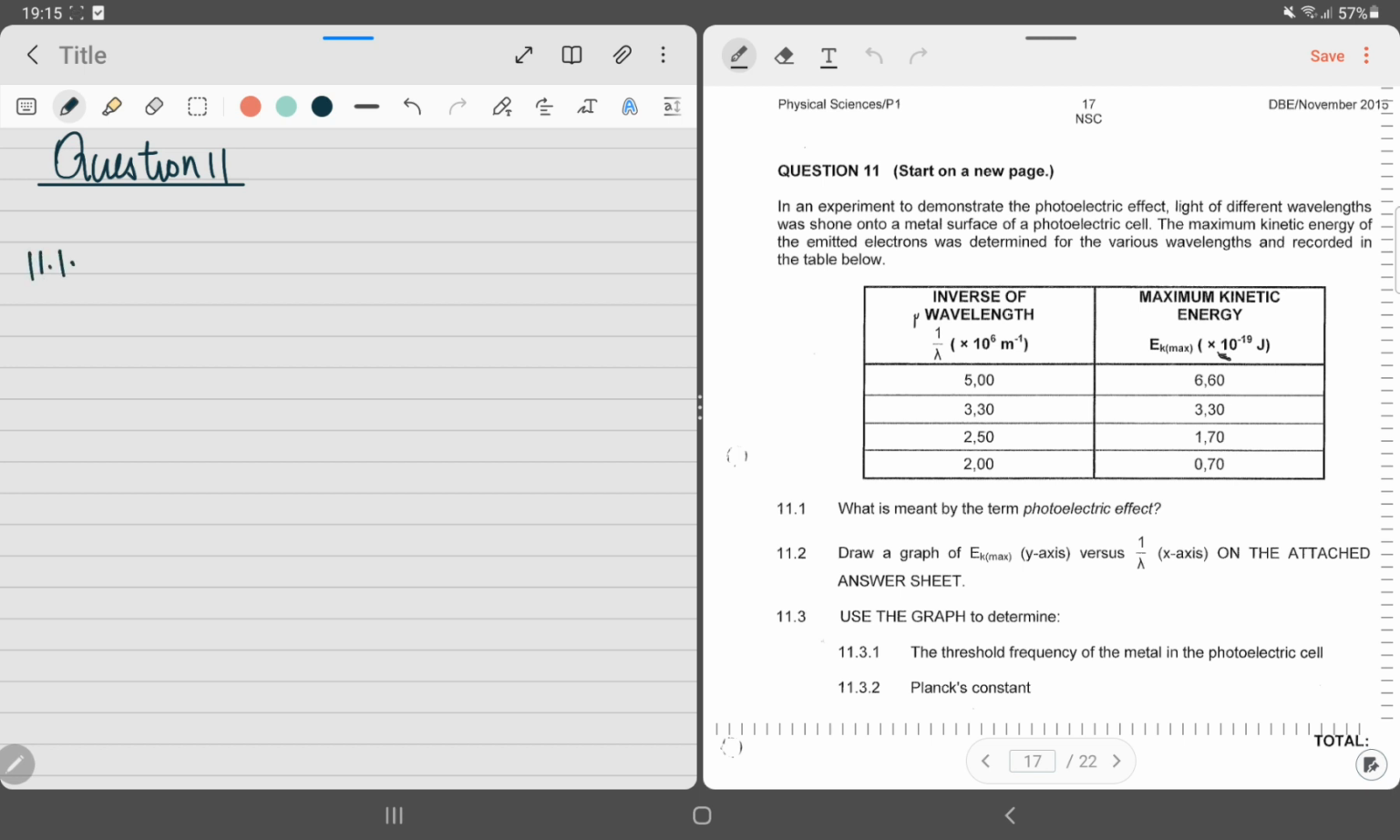11.1. What is meant by the term photoelectric effect? So this is the process in which electrons are ejected from a metal surface when light of suitable frequency is shone on the surface.